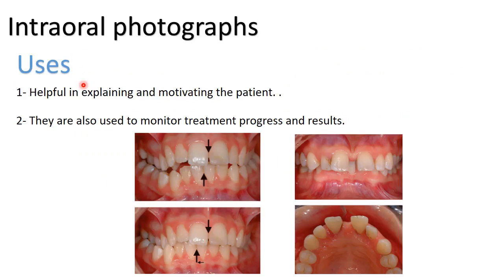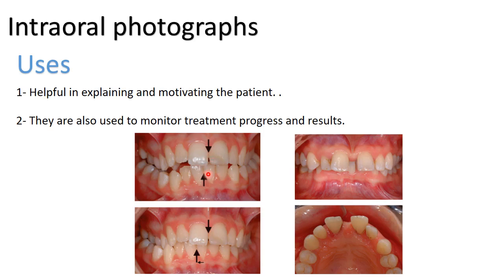So what are the uses of intraoral photographs? First, it's helpful in explaining and motivating the patient. And they are also used to monitor treatment progress and results. So we can always explain to the patient what's happening: what's the type of malocclusion, what we are going to do. For example, here we can tell the patient that you have a shift in the midline, so we have to correct this shift for this reason.